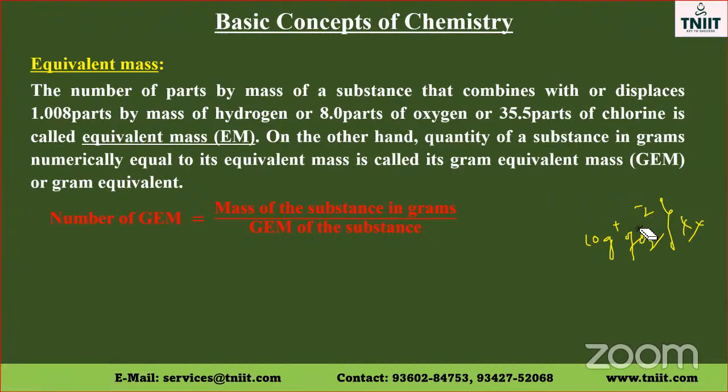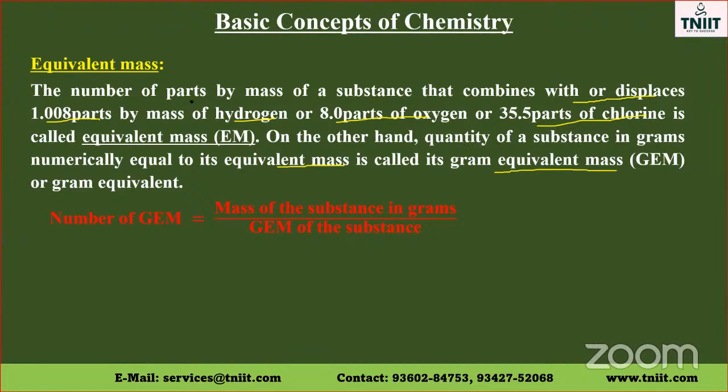What is this equivalent mass or equivalent weight? Equivalent mass or equivalent weight is defined as the number of parts by mass of a substance that combines with or displaces 1.008 part by mass of hydrogen, or 8 parts of oxygen, or 35.5 parts of chlorine. On the other hand, the quantity of substance in grams numerically equal to its equivalent mass is called gram equivalent mass. GEEM stands for gram equivalent mass or gram equivalent.